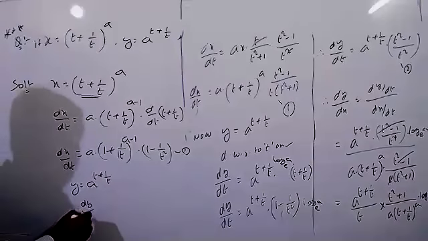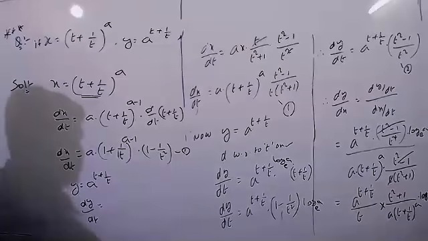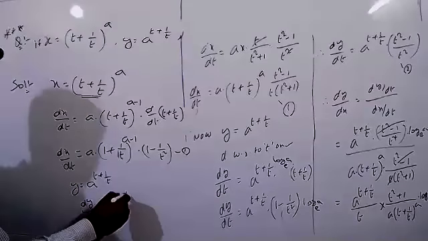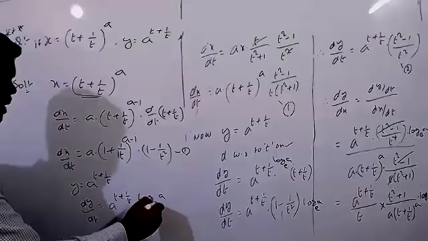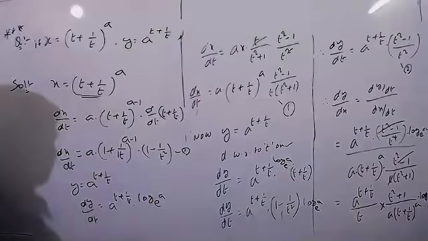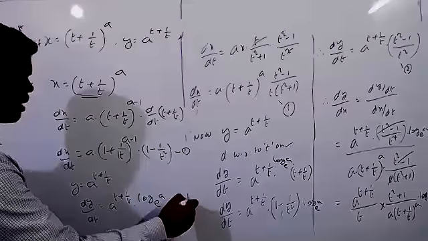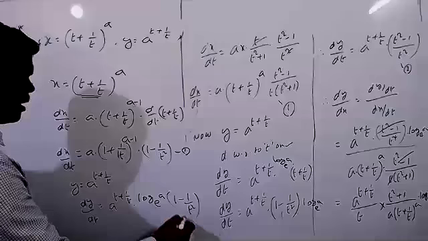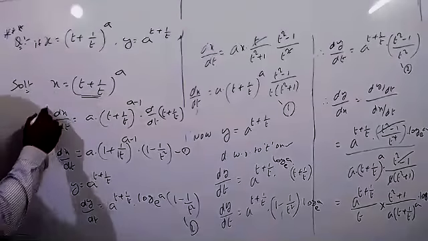So dy by dt equal to a power t plus 1 by t into log a base e, into the differentiation of t plus 1 by t, which equals 1 minus 1 by t square. That's all. This is equation number 2. Now we can find it.